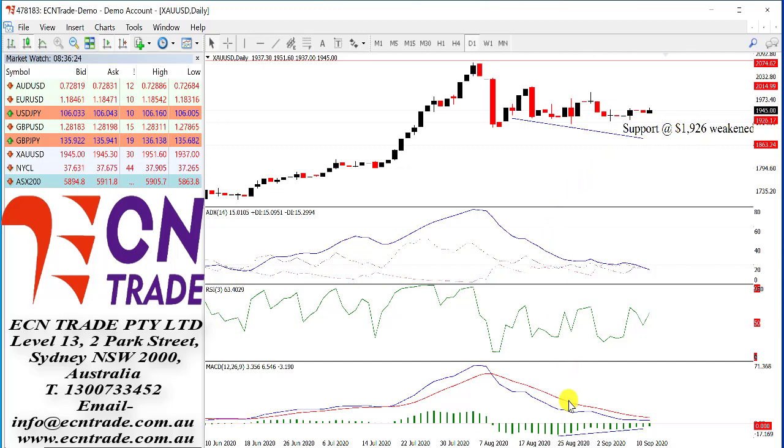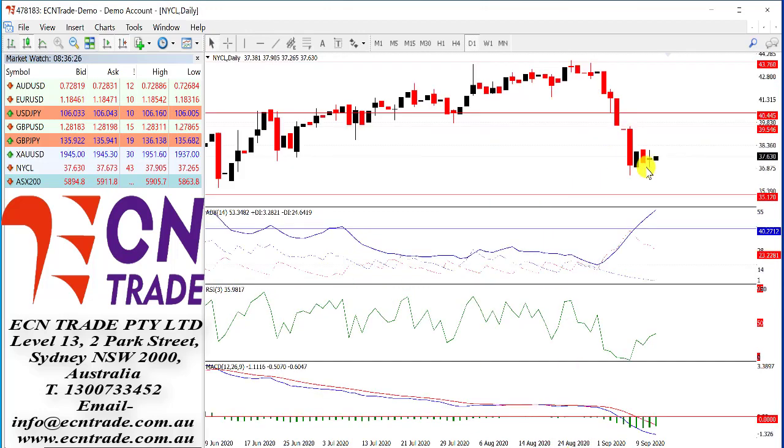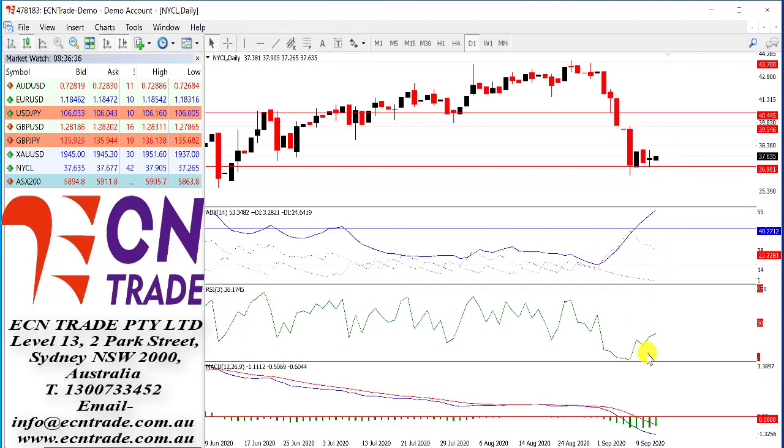And finishing up with the oil, the market has taken a bit of a pause here. As you can see, it's finding support roughly around $37 a barrel. I do anticipate the market should start climbing as the RSI is supporting this. Let's see if we can get back to 39.5.